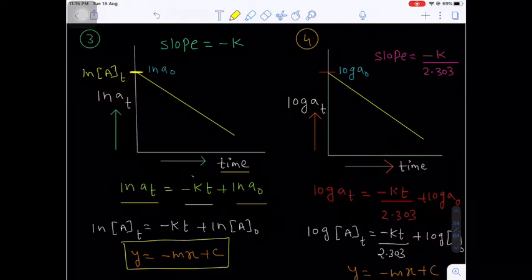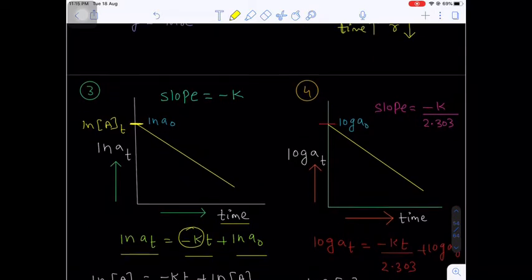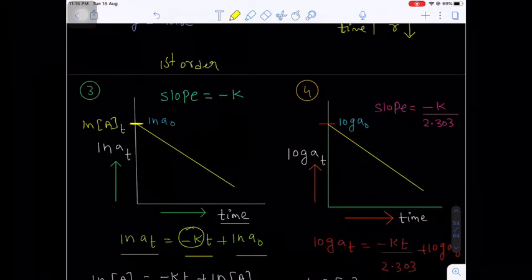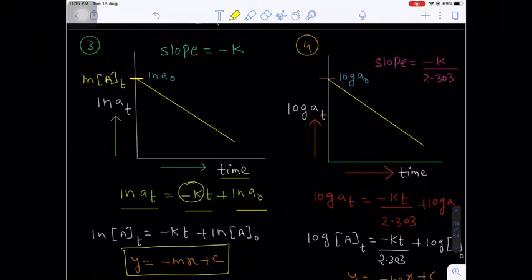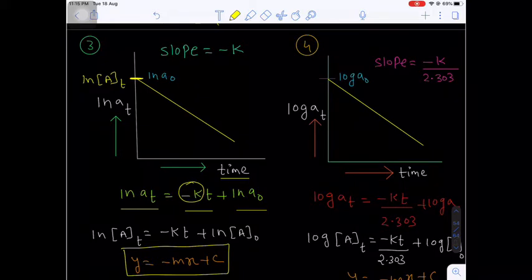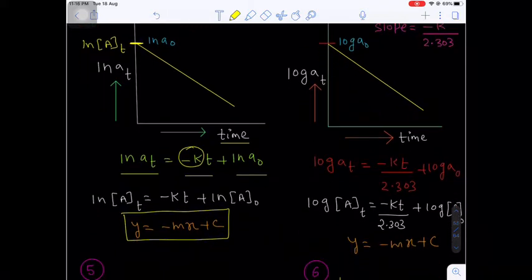What is the slope of the straight line here? Minus k. So this corresponds to which order kinetics? First order kinetics. And next, one more graph is there. This is the logarithm to the base 10, which means we have to multiply with 2.303. So natural logarithm ln will be converted to logarithm base 10. So here the slope will be equal to minus k by 2.303. The slope is what? Minus k by 2.303.